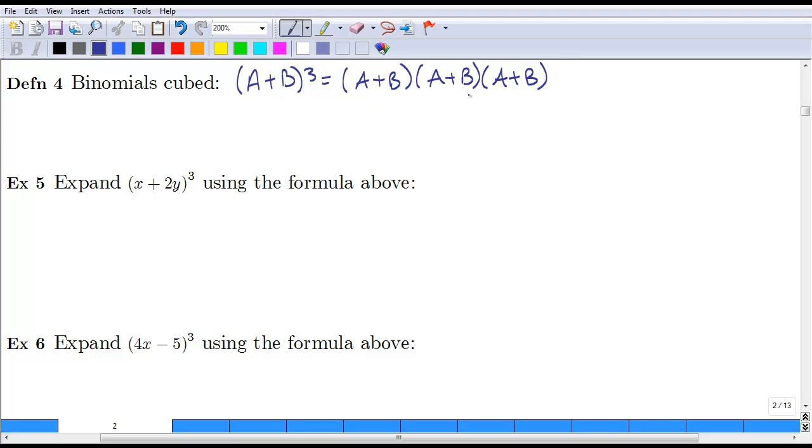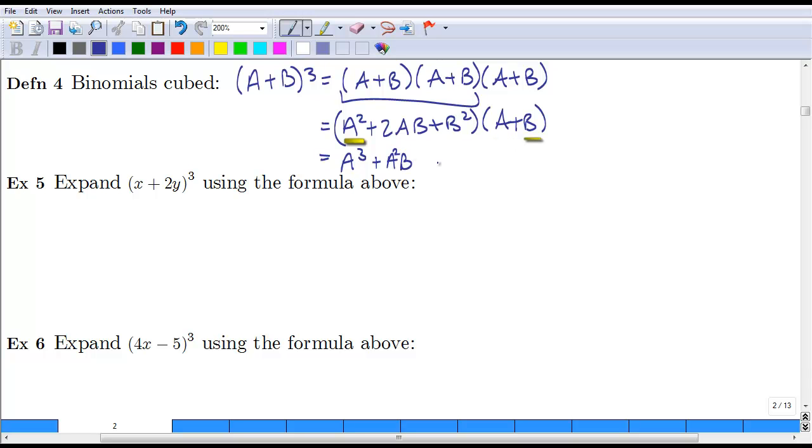And in that case, you would have to FOIL these first two together, and if you did that, you would end up with a squared plus 2ab plus b squared. And then you would have to multiply that again by this a plus b, and you would end up with an a cubed plus a squared b plus 2a squared b from this piece, plus 2ab squared when you multiply it by b, and then this last term you would get plus an ab squared and a b cubed.